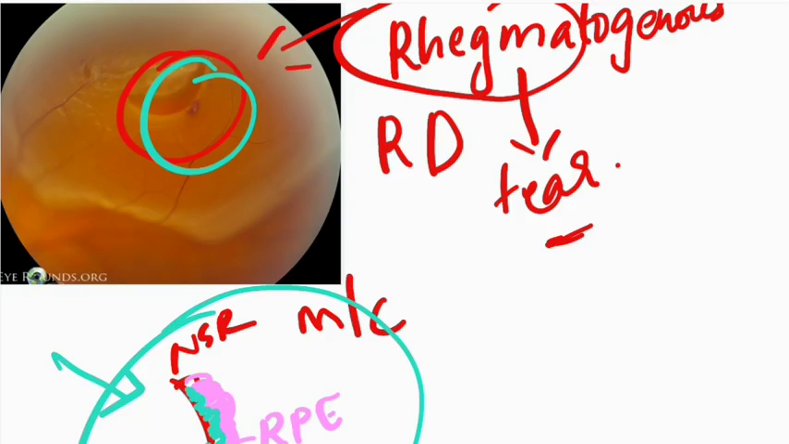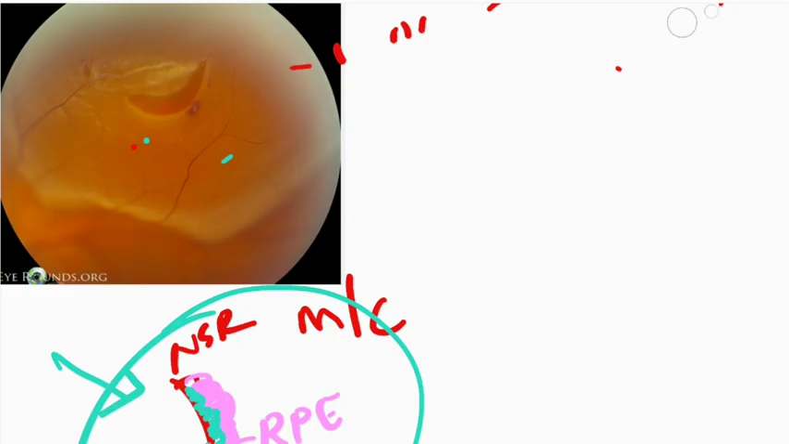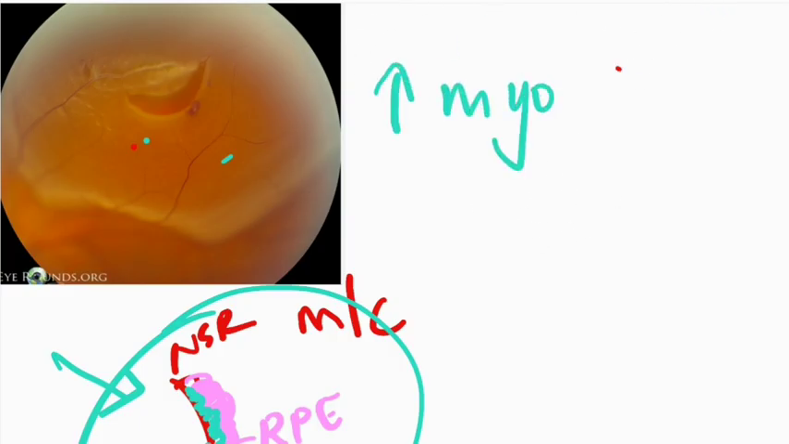Now, can you tell me the risk factors, like in which people can we expect rhegmatogenous RD? Yes, in people with high myopia, with increasing age, if the person has ocular trauma or a previous cataract surgery. All these are risk factors of rhegmatogenous RD.